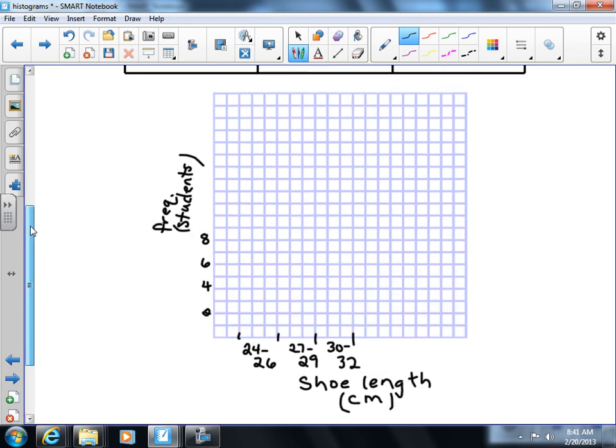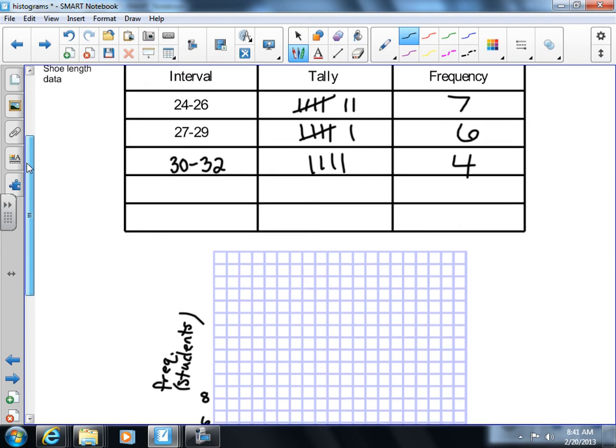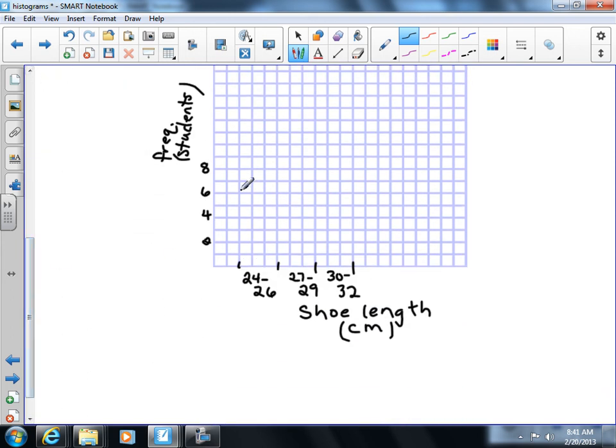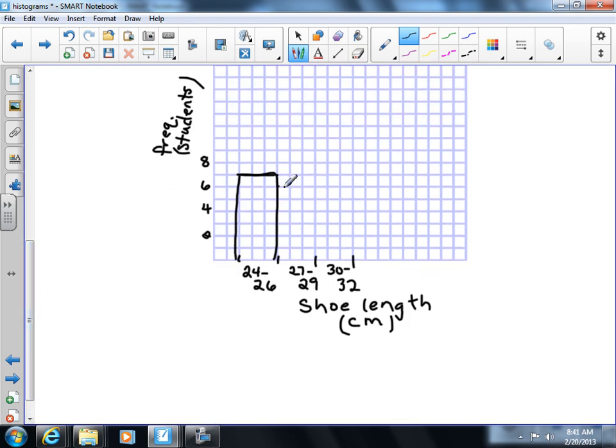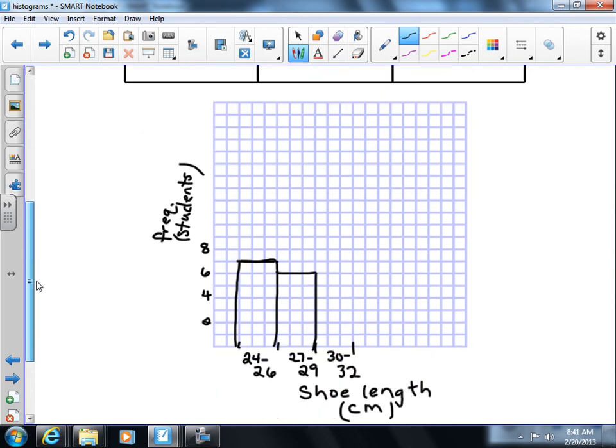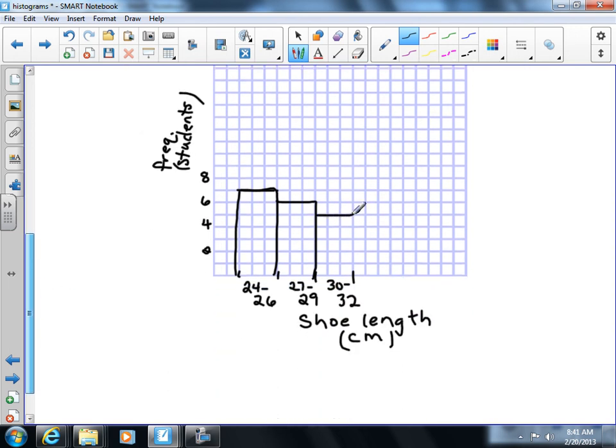Okay, so in the first interval, how many do I have? 7. So I'm going to make my histogram go all the way up to 7. It's just like a bar graph, except I'm not just doing one piece of data, I'm doing a group of data. Okay, 27 through 29. 6. And 30 through 32. I have 4 pieces of data, 4 students.